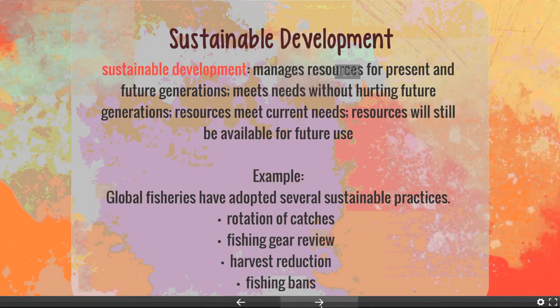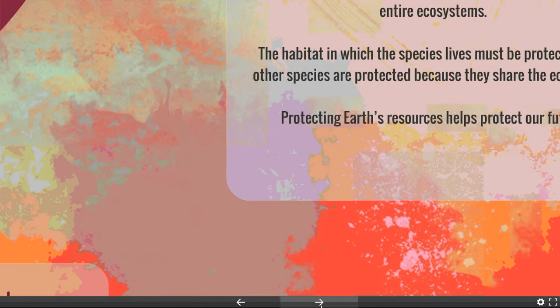All right, then sustainable development. This is how we can manage resources in a responsible manner that will allow resources to be available for us as we currently need them, and also available for future generations. Fisheries is an example that we used and talked about in class. This includes rotating catches, fishing gear review, harvest reductions, and having fishing bans when necessary.